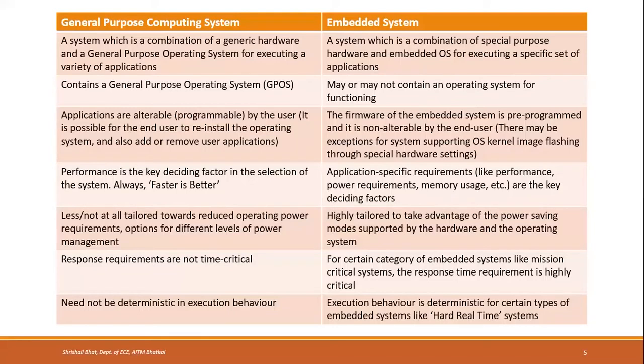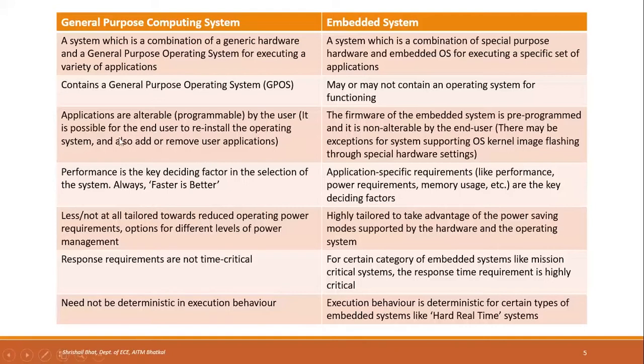When it comes to embedded system, it is a combination of special purpose hardware and an embedded operating system for executing a specific set of functions. So not all functions or not all applications, only a specific set or one specific application. General purpose computing system contains a general purpose operating system, whereas embedded system may contain an operating system or may not contain it sometimes, but when it contains an operating system, it is an embedded operating system.